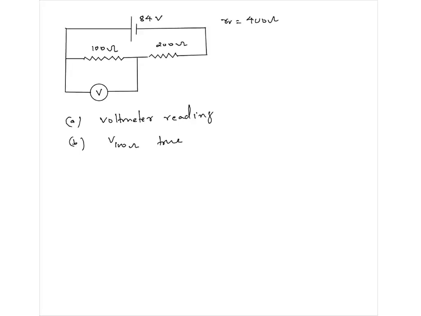So right now this is 400 ohm, and these two are in parallel, 100 and 400. That means 100 into 400 divided by 100 plus 400. How much is that?